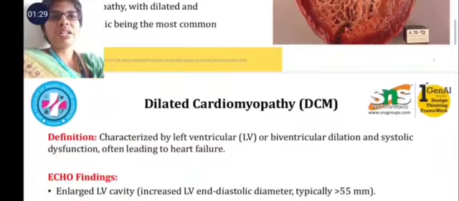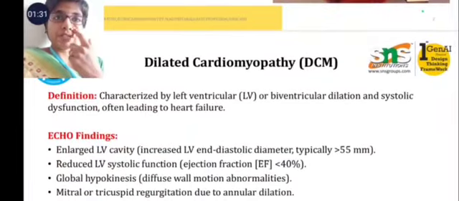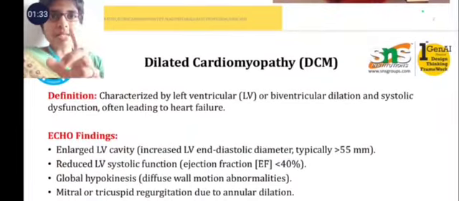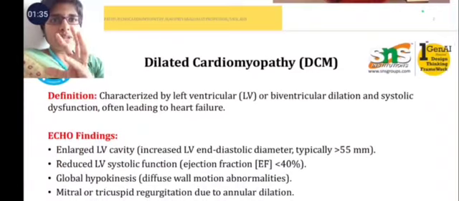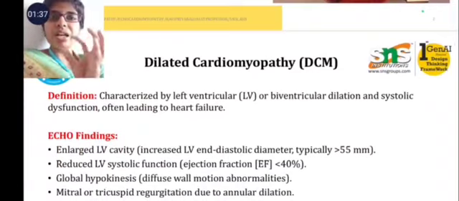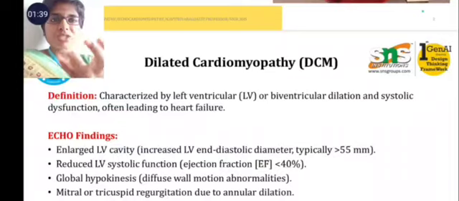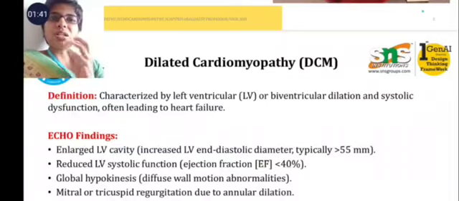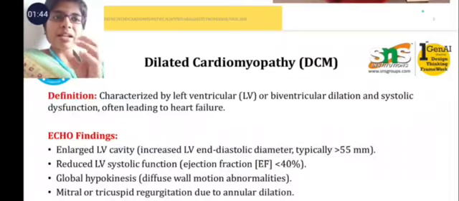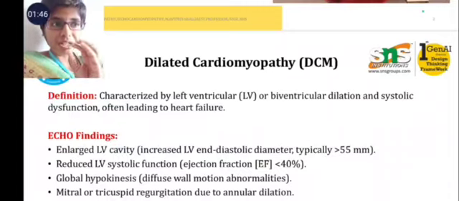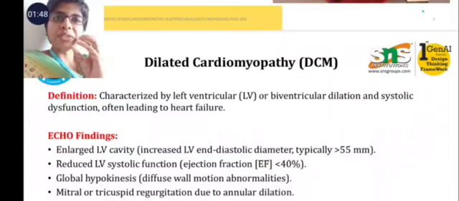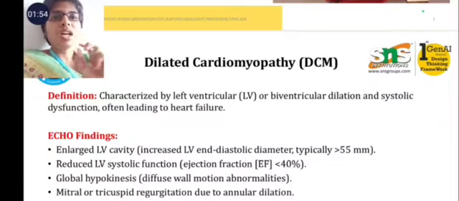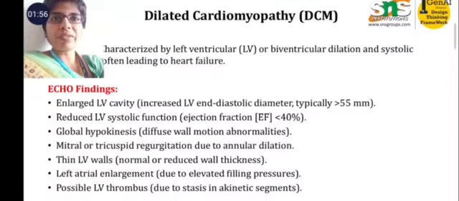Here is dilated cardiomyopathy. Dilated cardiomyopathy means the left ventricle or right ventricle, both ventricles or atria, get dilated. Sometimes all four chambers also get dilated. It is characterized by LV or biventricular dilatation. Once the ventricles get dilated, the systolic and diastolic functions also get affected, so contraction of the LV and RV gets affected.